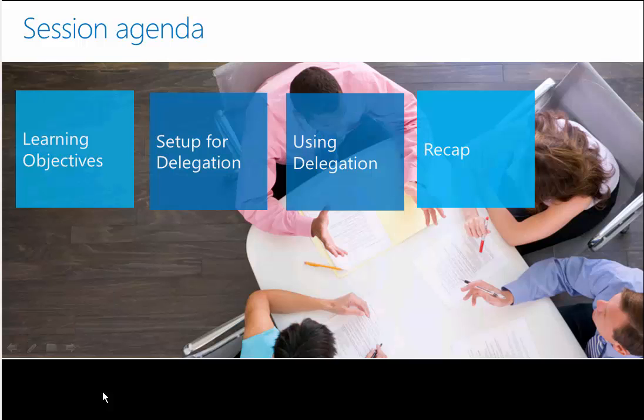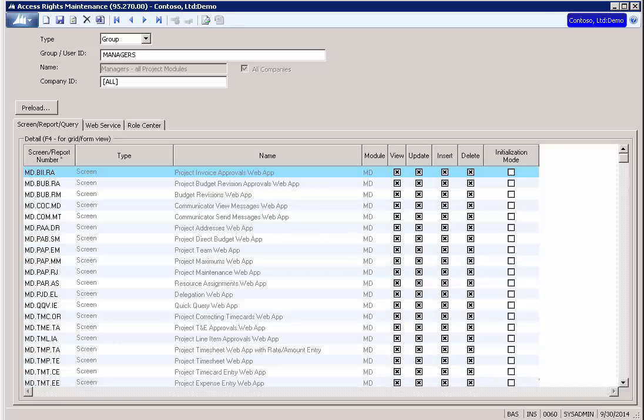Prior to using delegation, you need to first configure the software. This is usually done by the system administrator. To do this, there are two things that need to be set up. The first step is to open Access Rights Maintenance. You must give rights to the necessary web application screens. In our example today, the group has rights to all of the web apps, including delegations.